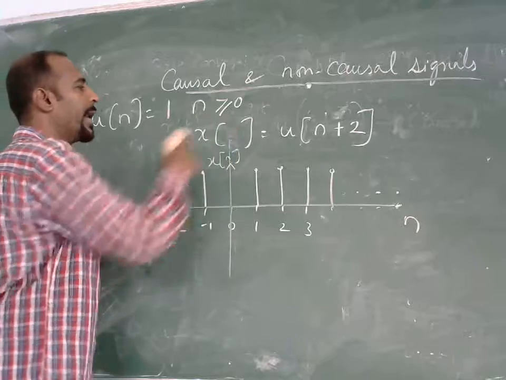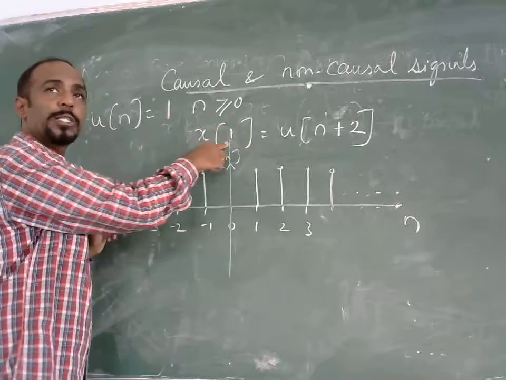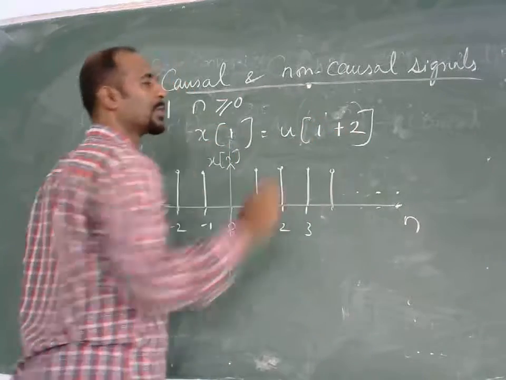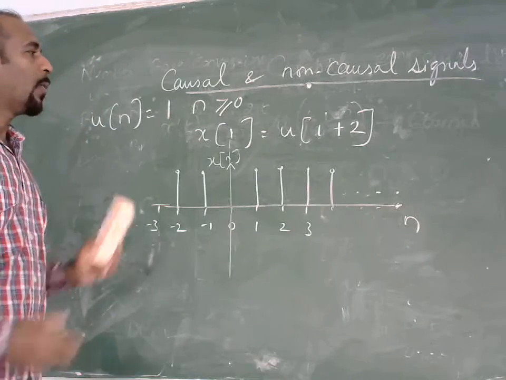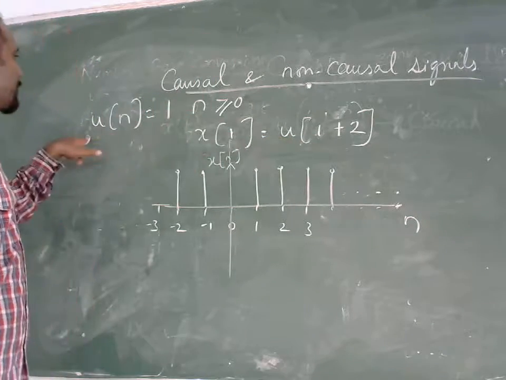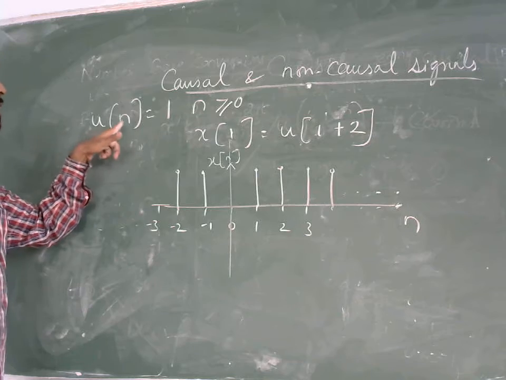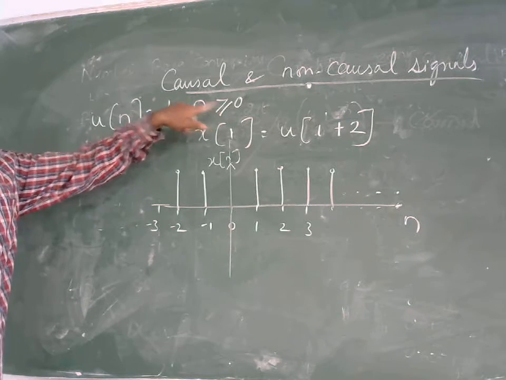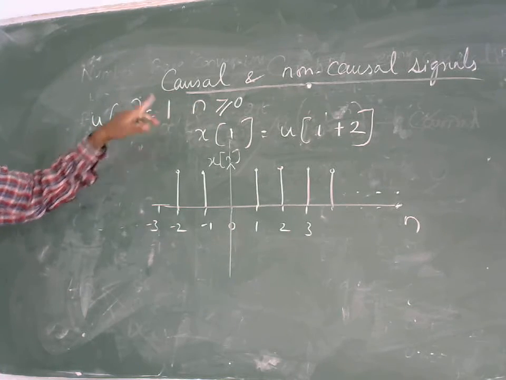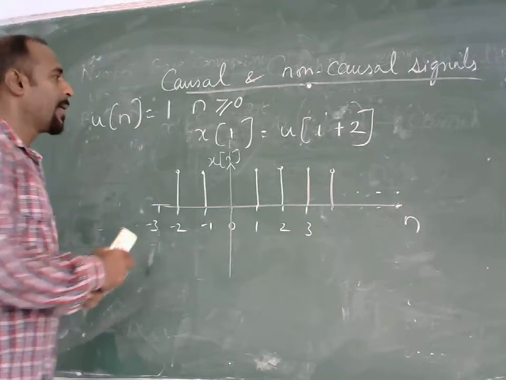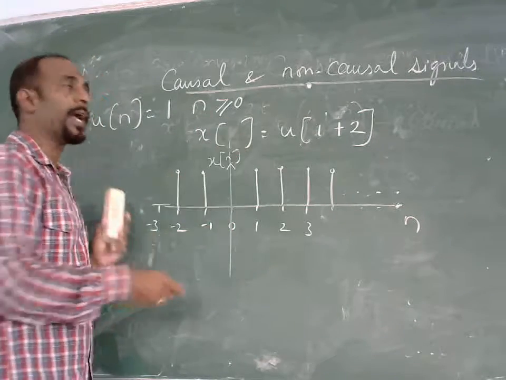N equals 1, n equals plus 1, n equals plus 1. So 1 plus 2 is how much? 3. What is u of 3? Is 1, because from the definition of u of n, n should be greater than or equal to 0. So u of 3 will be 1. So it will exist. Now you put negative values of n.